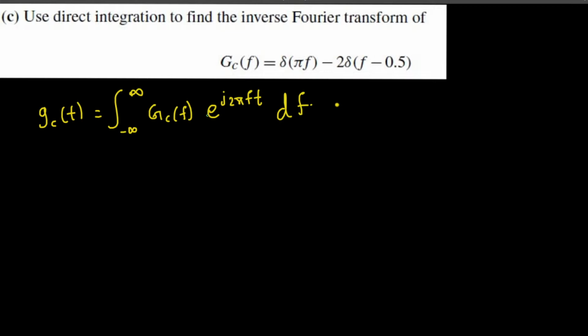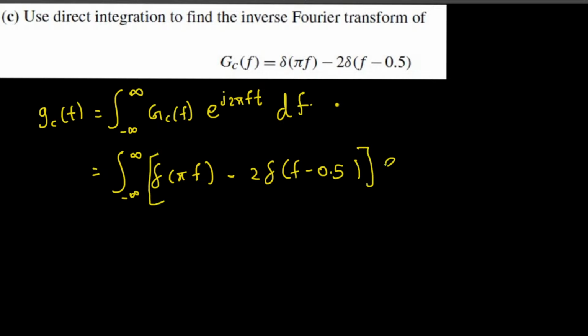Okay, that's the difference. Now we can plug in this function: the integral from negative infinity to infinity of δ(πf) − 2δ(f − 0.5), multiplied by e^(j2πft) df. Here we have to use one of the properties to remove the coefficient in front of this delta: when you have δ(at), you can rewrite it as 1 over the absolute value of a, times δ(t).